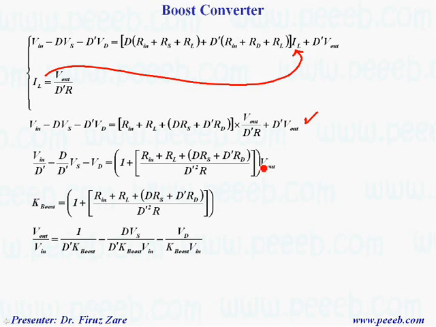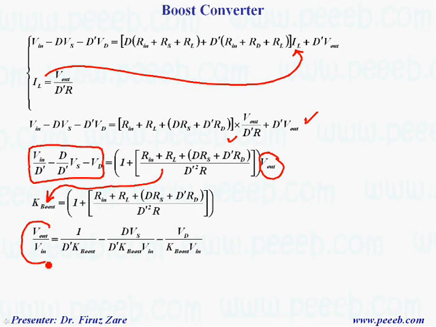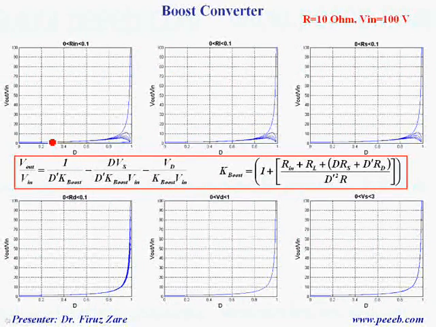Basically again we have V out times this factor, which is defined as the factor of boost, and we have this term which is the input voltage, voltage across the switch and voltage across the diode, and the conversion ratio is given here, which is 1 divided by D' times K boost minus this factor minus this factor. So for the boost converter, this is the conversion ratio, and this is the factor for the boost converter.